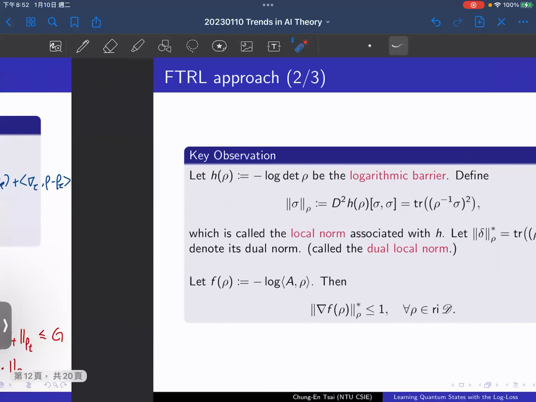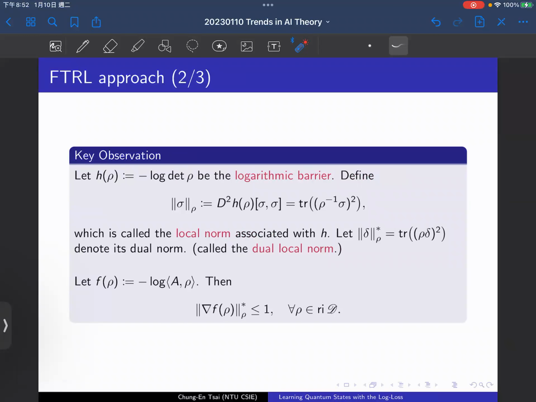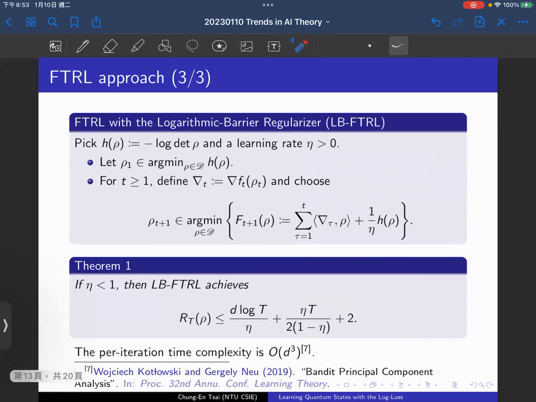So for the following, we want to derive a regret bound based on this norm. And what H should we choose? The most natural regularizer H to choose is this. Okay, so let's see the resulting algorithm. This is the follow-the-regularized-leader with the logarithmic barrier. We pick H(rho) to be the minus log determinant of rho, and the learning rate eta positive. Then we choose rho_1 to be the minimizer of H, and the notation is the same.